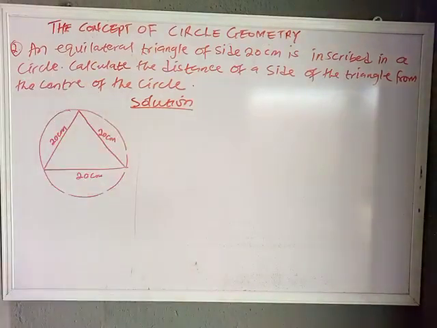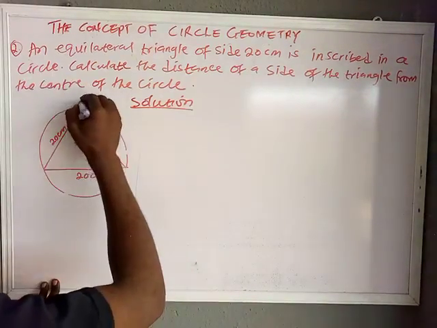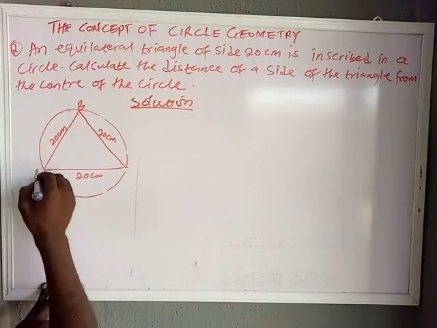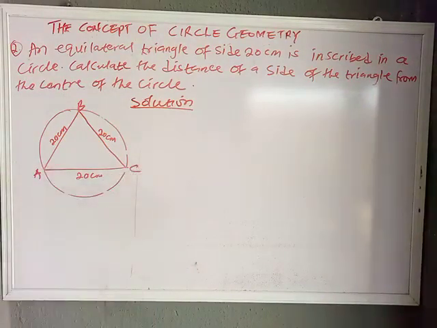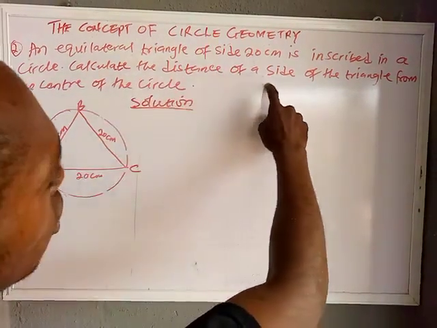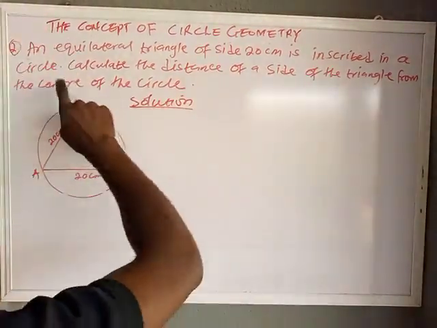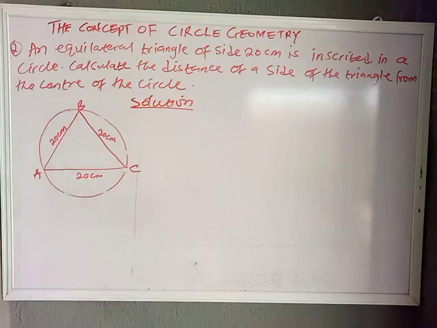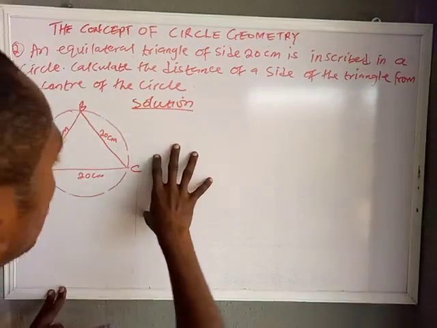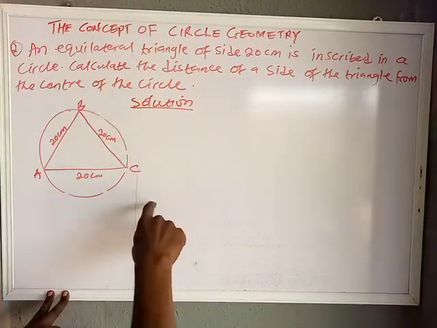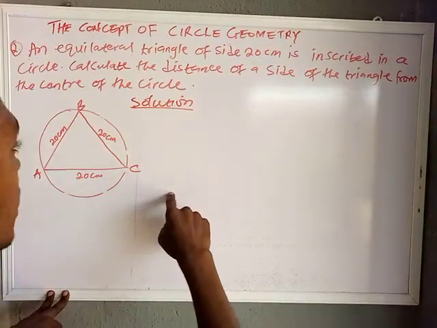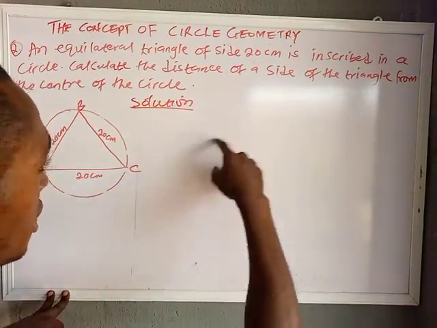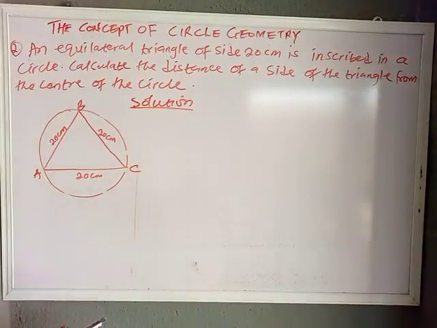Let's label this B, this one A, and this one C. They say calculate the distance of a side of the triangle from the center of the circle. Now we're going to apply different concepts to solve this. One of the concepts is the theorem that the angle at the center is twice the angle at the circumference.